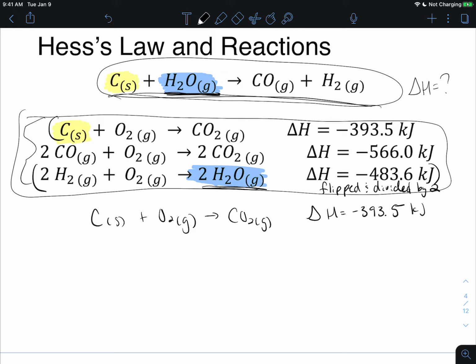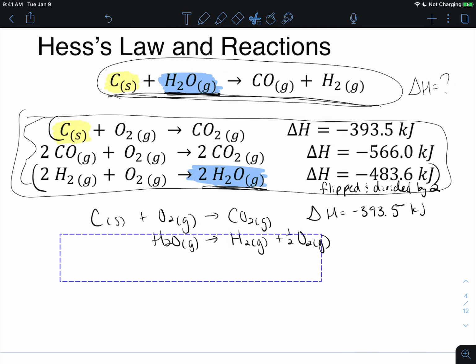Anything we do to our reaction itself, we're going to do to our enthalpy as well. So I'm going to go ahead and write this out. Divide this whole thing by 2. That gives me 1 water in the gaseous state, again paying attention to those states, 1 hydrogen molecule, and a half of an O2 molecule. And that's all right. We can have halves. That doesn't matter.